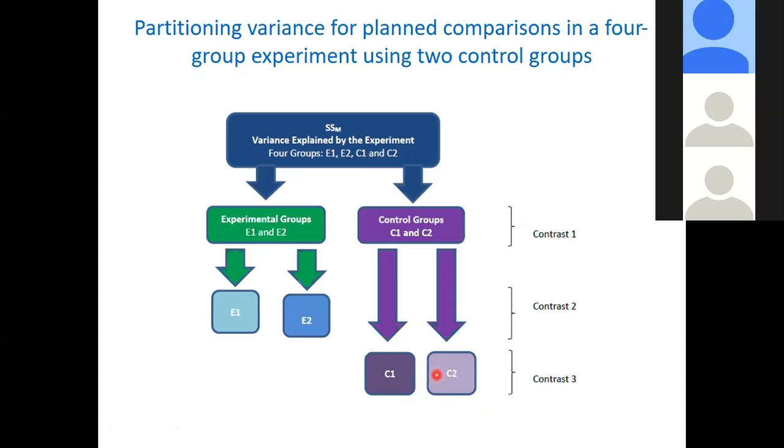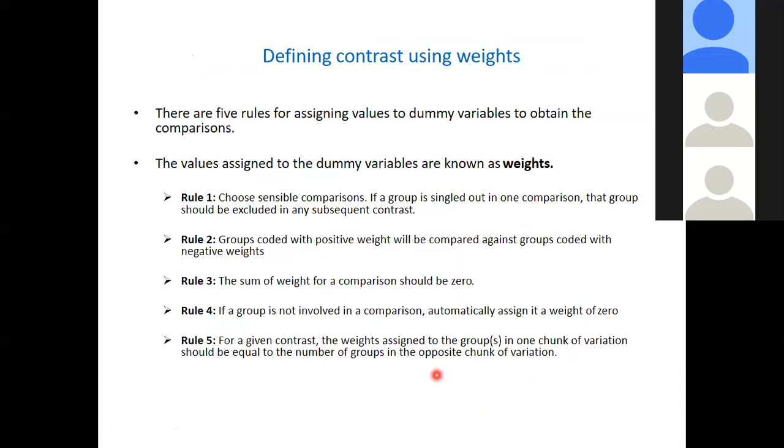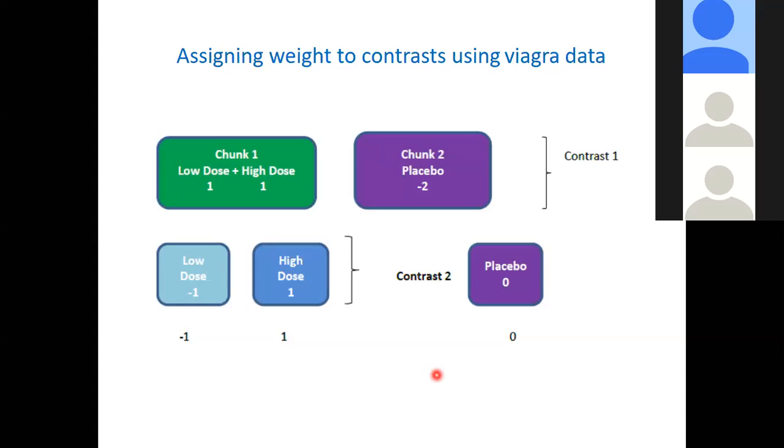When you have 3 groups, you do 2 contrasts. So the number of contrasts is the number of groups minus 1. Now, this contrast, what does it mean? How do you define it? This contrast is by giving weight. Before I talk about the rule, let me just show you, for this diagram, how we assign weight to this example we have used.